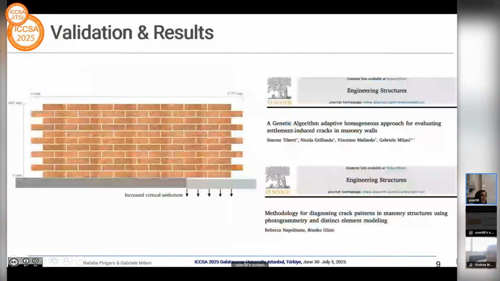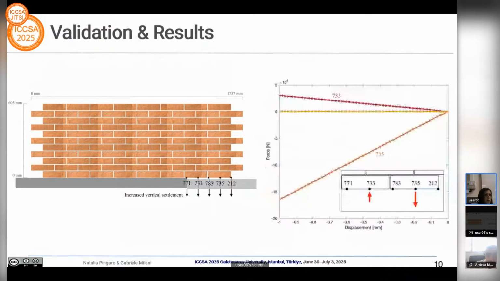As I have anticipated, this code is validated using a benchmark available in the literature related to a masonry wall subjected to soil settlements, for which both numerical and experimental results are available. In particular, the numerical approach available refers to a limit analysis-based method proposed by Tiberti and co-workers, and the experimental paper was done by Napolitano and Glisic. The geometrical features of this wall are reported here in the slide. So let us start with the global behavior found within Femanola.